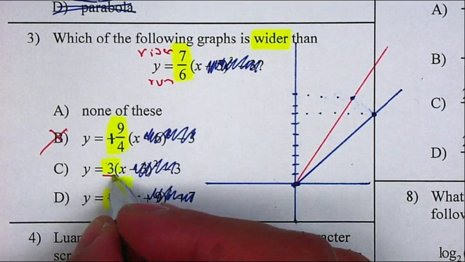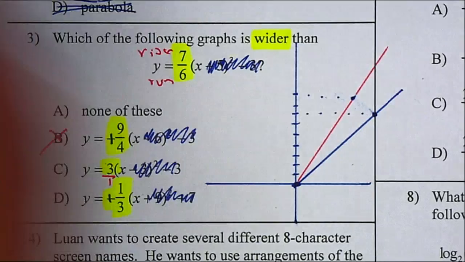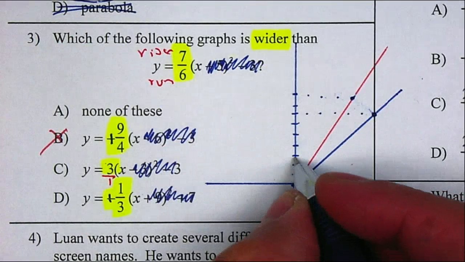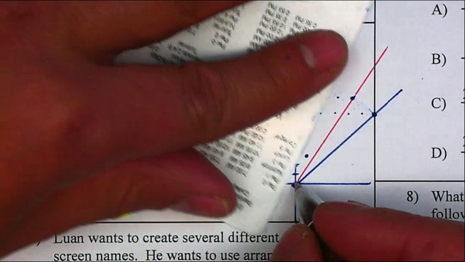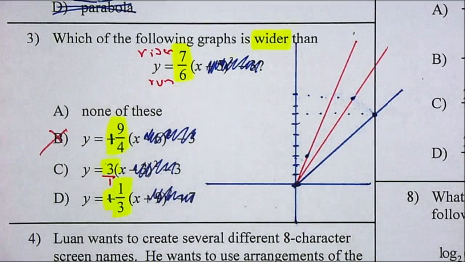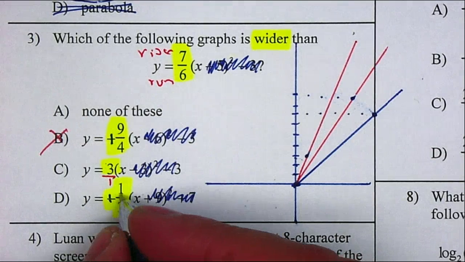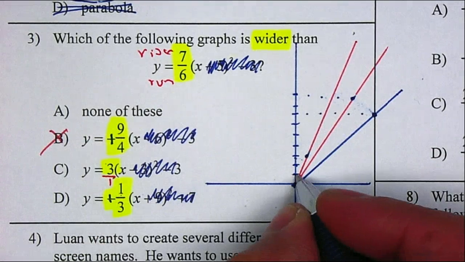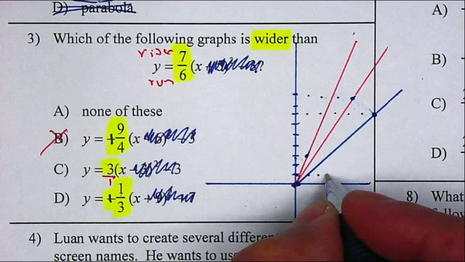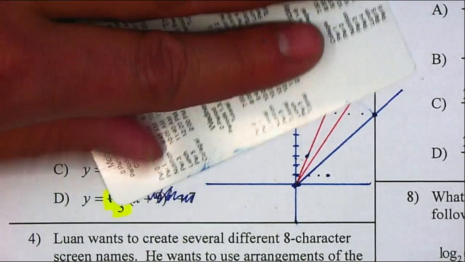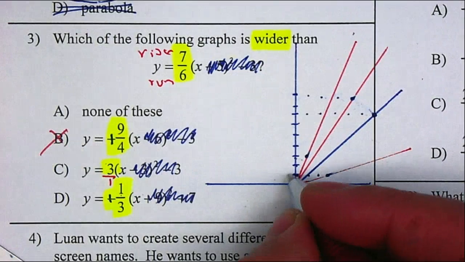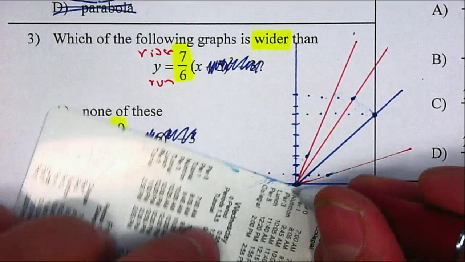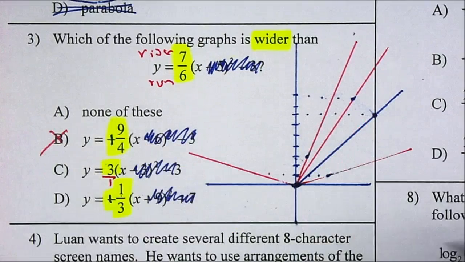Letter C is 3 over 1, so I'm going to go up 3, 1, 2, 3, and over 1. This one's also going to be narrower. The next one is up 1 and over 3. Up 1 and 1, 2, 3. Letter D is going to be the one that's wider. If you go over to the other side, 1, 2, 3, that's going to be wider.